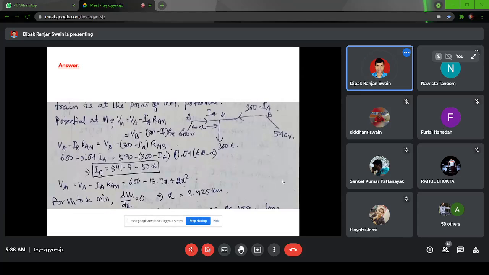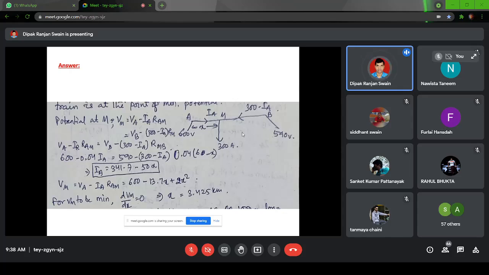I have just taken a photograph of my copy, so it may not be so good in handwriting. Now here, look at the figure on the right-hand side. This track is between A and B, and the load shown is the train, which is taking 300 amperes of current, and the point M is not a constant point. The train is moving from A to B, so this load is moving from A to B. Now the question is, what is the point of minimum potential, and when the train is at that point, what should be the current fed from point A and point B?